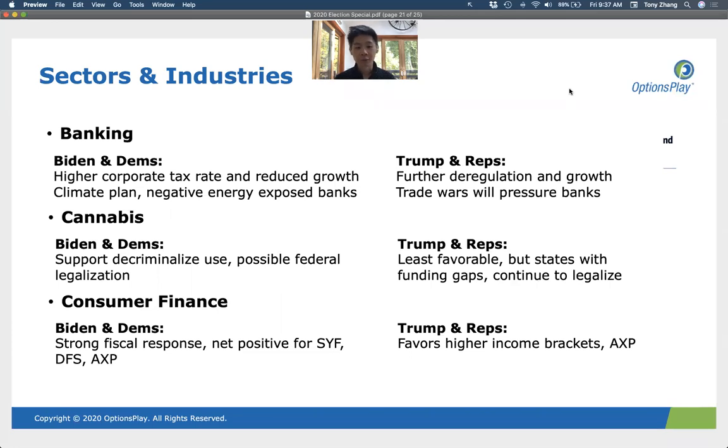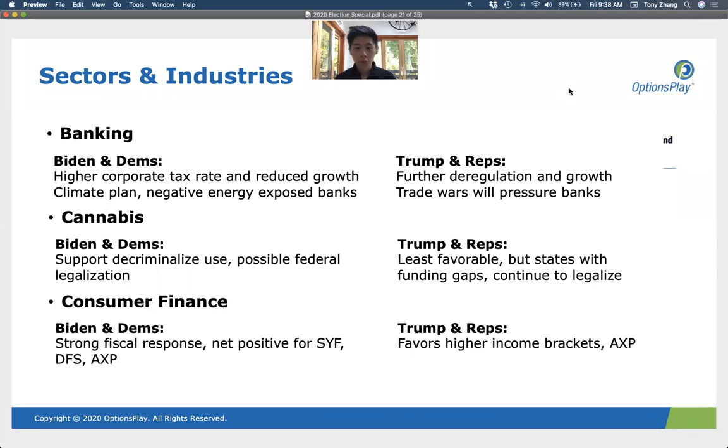When we move over to consumer finance, because of the strong fiscal response that we expect to see under a Democratic government, the $2.2 trillion bill that has already passed Congress, or the $3.5 trillion bill that they tried to pass before that, this is really where we see a lot of the consumer finance names having a very strong net positive, especially the names that have a substantial amount of exposure to consumer credit, such as Synchrony Financial, Discover, and even American Express as a broader name, which would generally speaking benefit from a larger stimulus package for consumers.